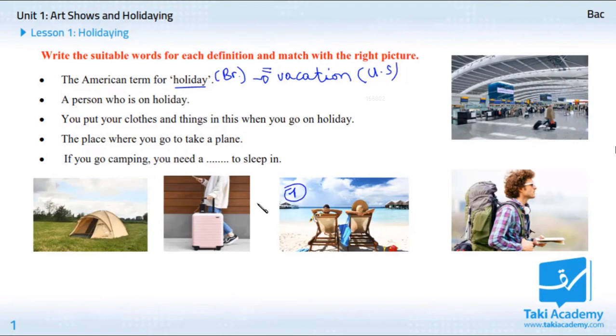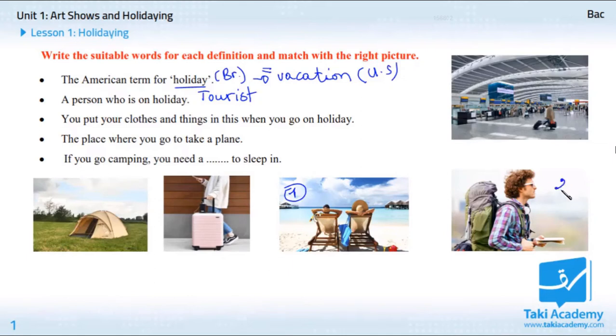Good. Now we move on. A person who is on holiday. What do we call someone who is on holiday? Now, you know that during summertime especially, many people from other countries come to visit Tunisia. Okay, so what do we call them? We call them tourists. Yes, so we're talking about a tourist here. Okay, and where is a picture of a tourist?